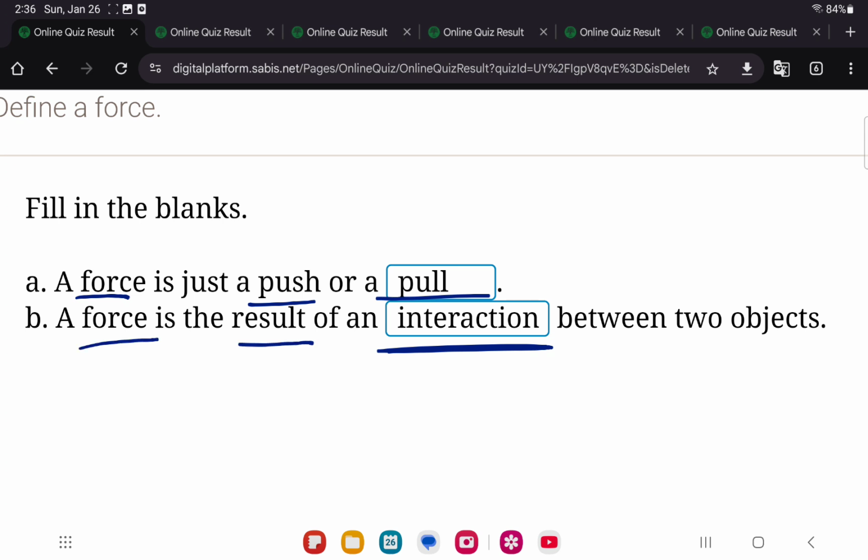A force is a result of interaction, which is what do they do? They interact to make the force between two objects. Remember, it's two objects, not one, not three, not four. Okay, it's always two.